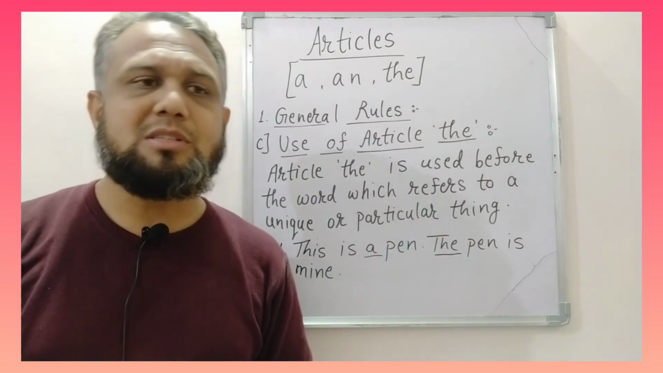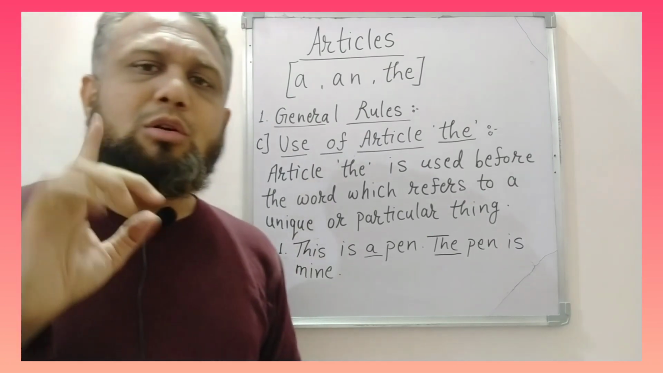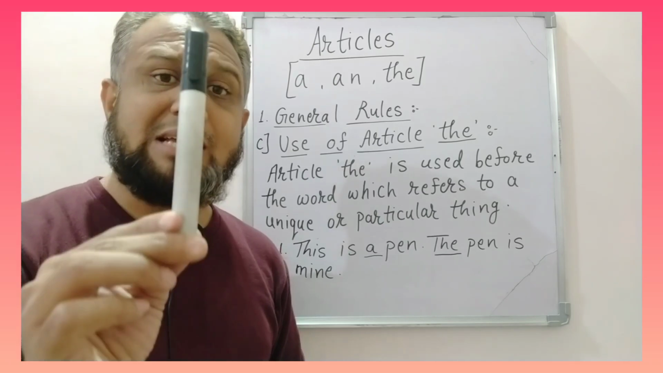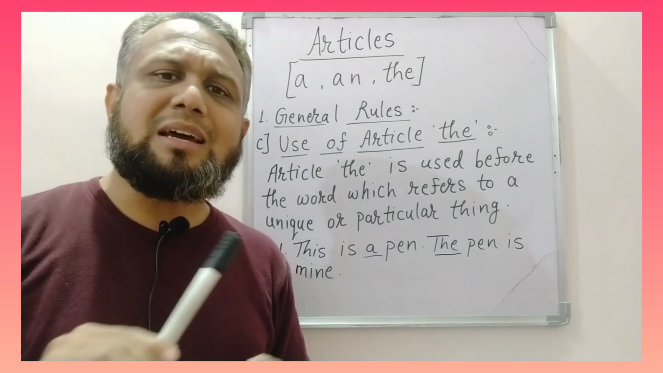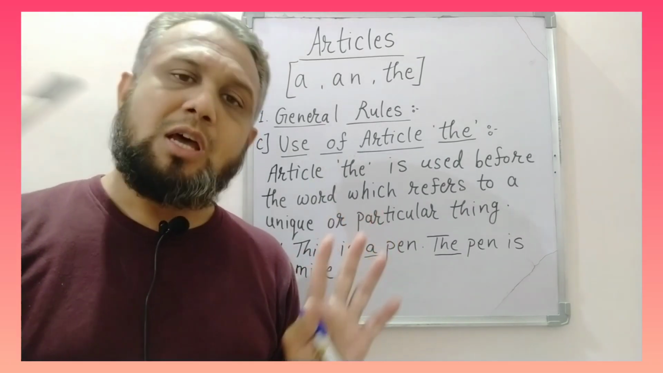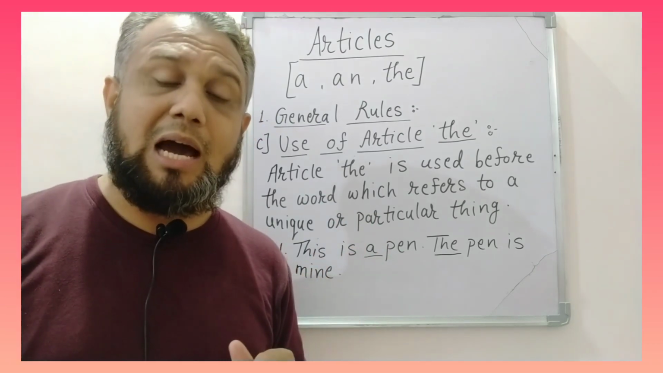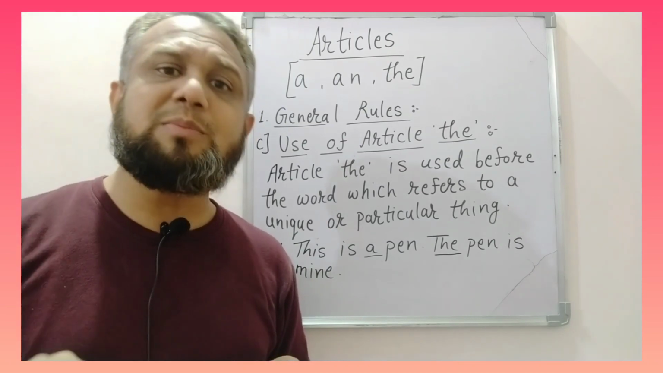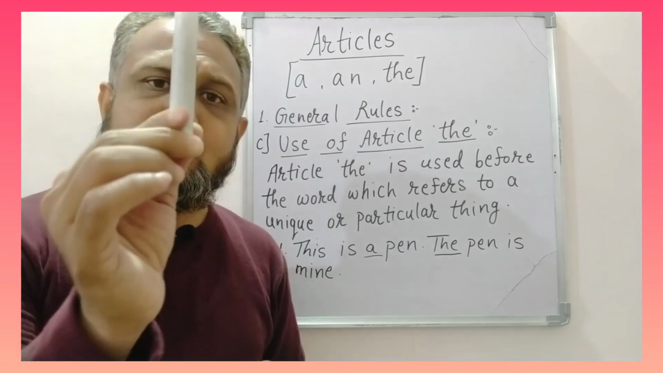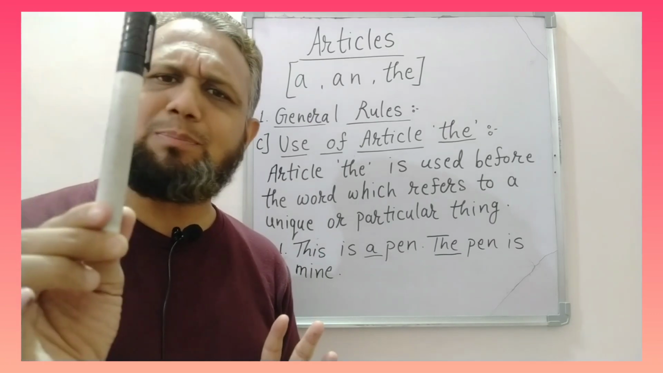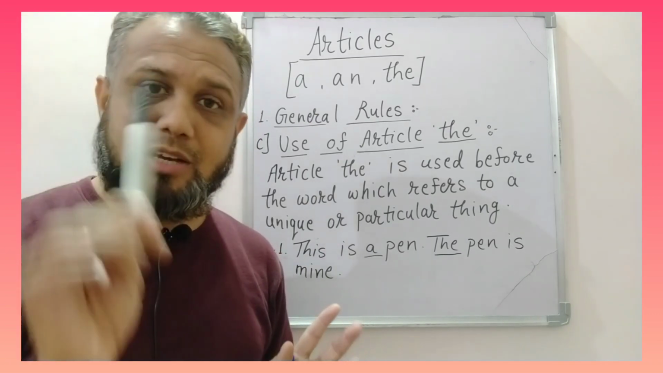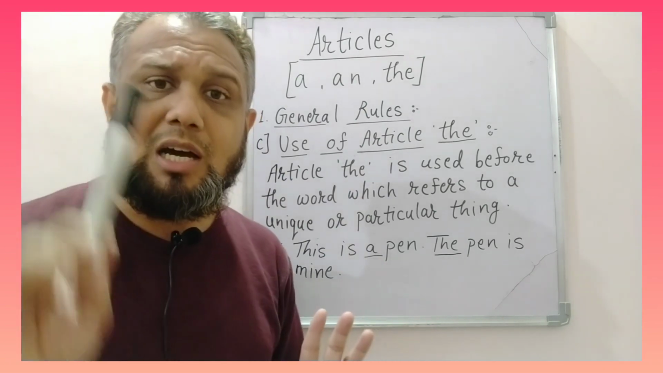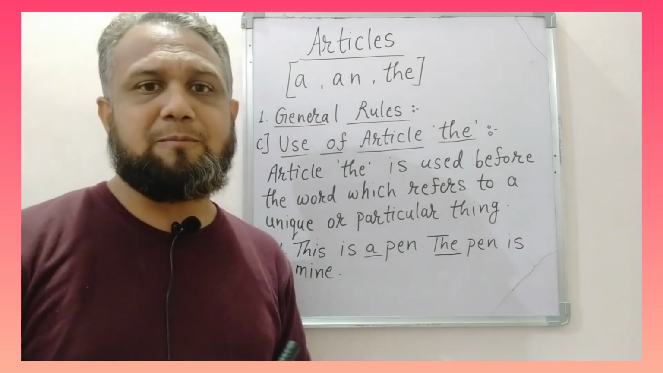Now how does this happen? Look at me. This is a pen. It means there are millions of pens around the world, and out of those millions of pens, it is one pen. Only one, a single pen, a simple pen. Therefore I used a, because it is not a particular pen. It is only a pen.